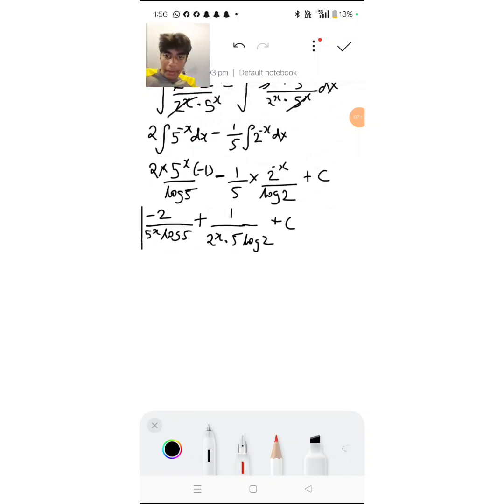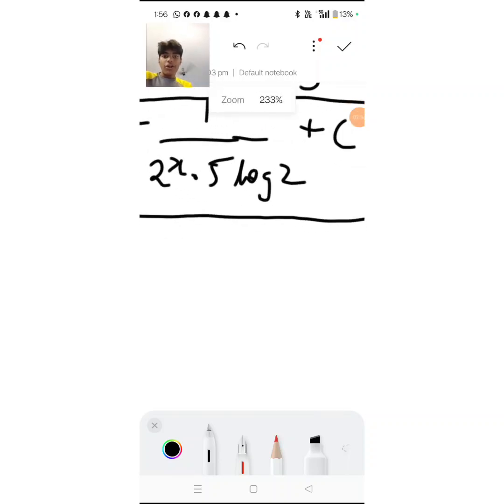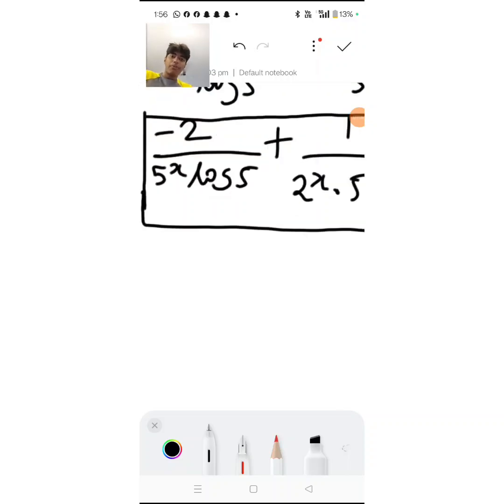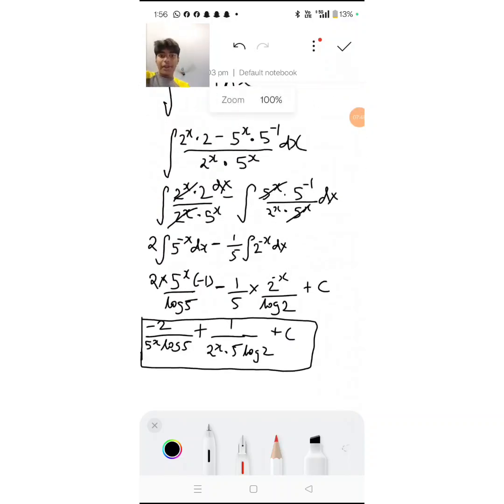So negative 2 divided by 5 to the x log 5 plus 1 divided by 2 raised to x into 5 log 2 plus c. This should be your answer. And this 5 log 2 becomes log of 2 raised to 5. You can write that also. And you can say log 5 as log of 5 to the power of 5 to the x. But we don't really need to do that. That's not required. Okay.